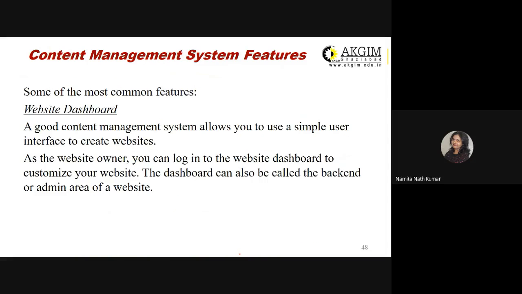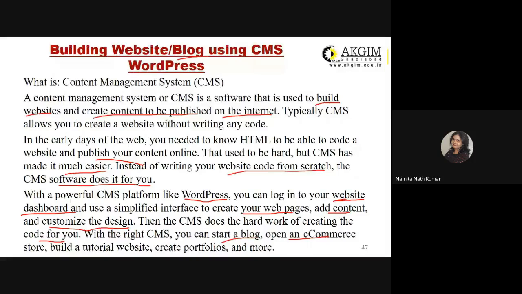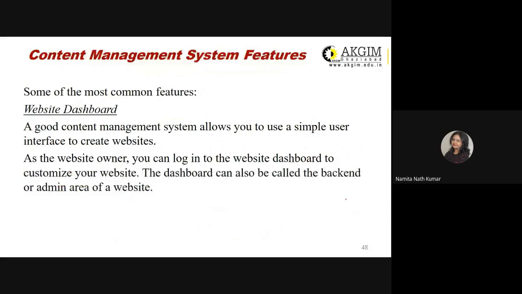Now, some of the common features which are available in the content management system. The first one is your website dashboard, which we discussed over here also under your WordPress. A good content management system allows you to use a simpler user interface to create the website. So this user interface is what is known as your website dashboard. As a website owner, you can log into the website dashboard to customize your website.